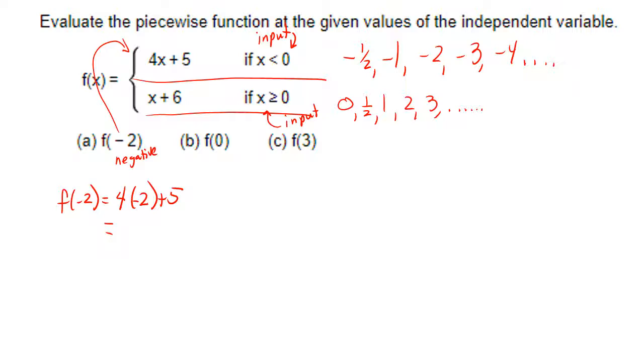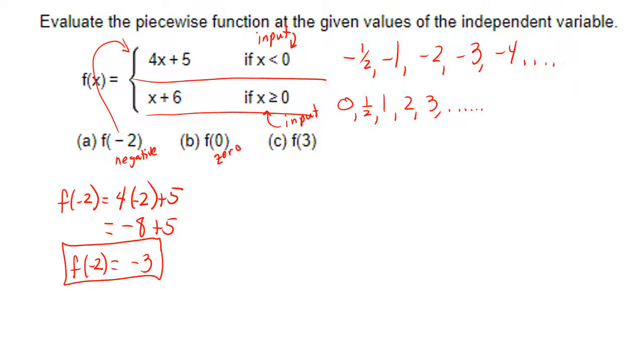So let's go ahead and substitute it in. 4x plus 5 is 4 times -2, which gives me -8 plus 5, and that's equal to -3. So we would say f of -2 equals -3. That's my first answer. Now notice the second input for part B problem that I have is 0.